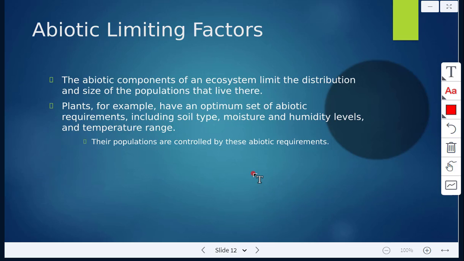So abiotic limiting factors, these are the abiotic components of an ecosystem that limit the distribution and size of the populations that live there. So for example, plants have an optimum set of abiotic requirements, including the type of soil, moisture, humidity levels, and temperature range. So the populations of plants are controlled by these abiotic requirements.